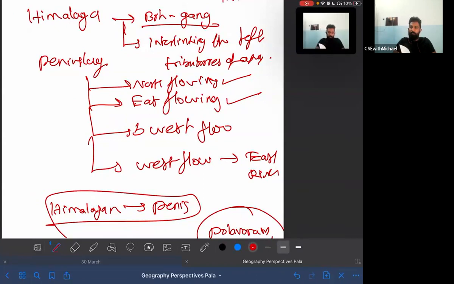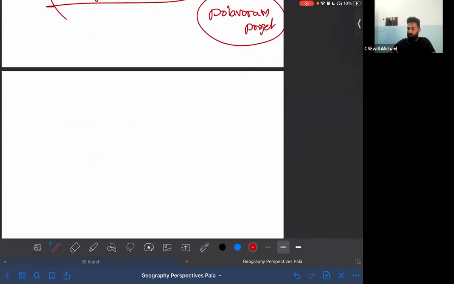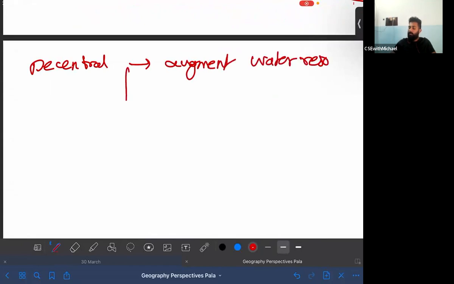Much of the project has not been implemented, and in fact, what is suggested as a solution is a decentralized approach rather than a centralized approach. A decentralized approach of augmenting water resources and micro linkages between rivers. So this Polavaram project, all these are kind of micro linkages. Large scale projects are not envisaged to be that beneficial, but micro projects can be promoted. That's the conclusion we can make out on this one.